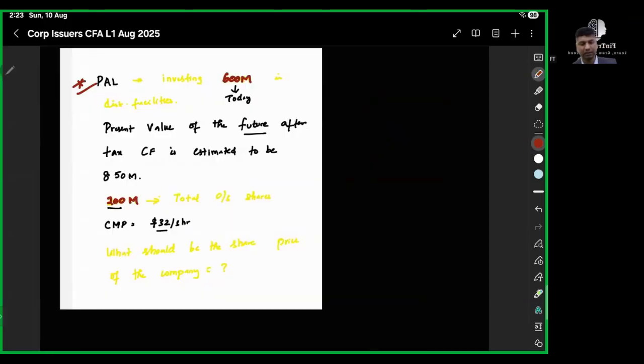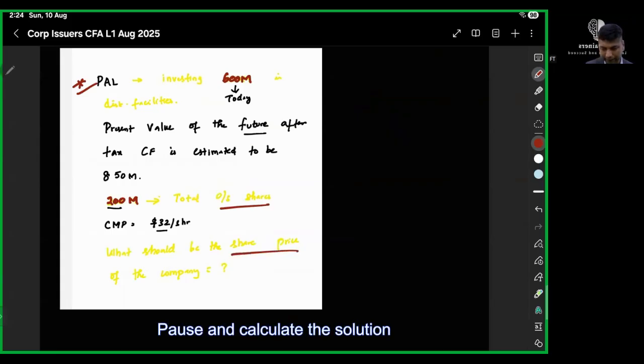Next one is not necessarily directly related to real option. They're saying we are investing 600 million in distribution facilities today. Present value of the future after tax cash flow is estimated to be 850 million. Outstanding shares right now is 200 million. Share price is $32. What should be the share price of the company if this project is undertaken? Okay, what will be the new share price?